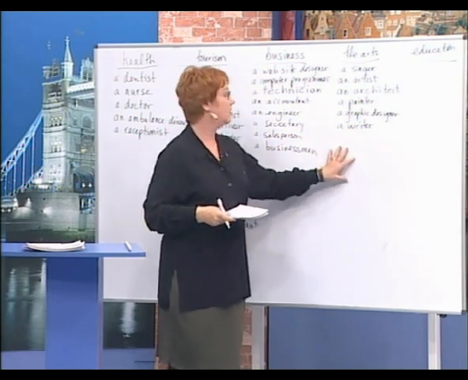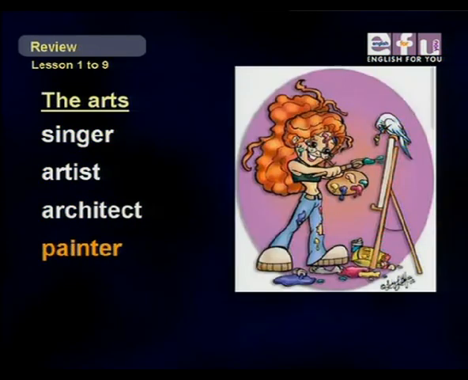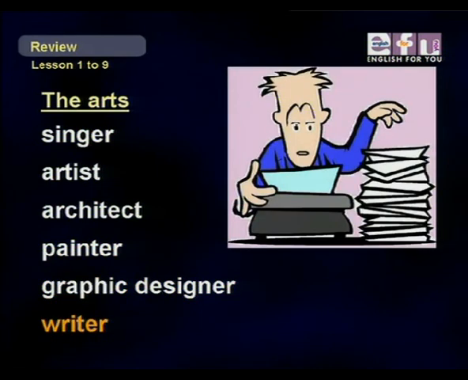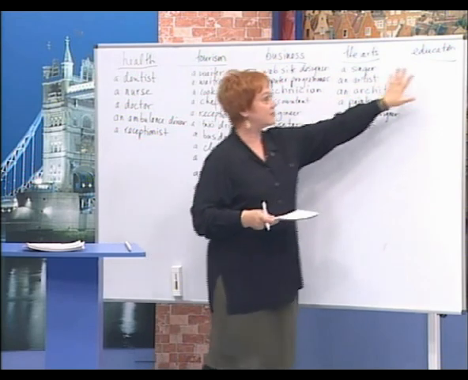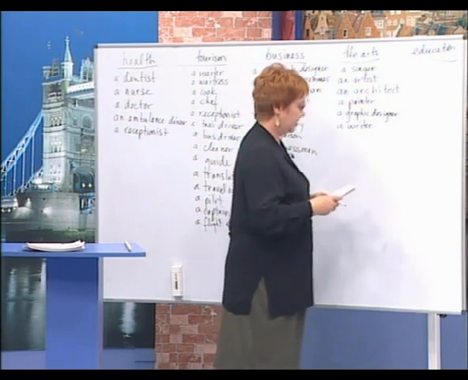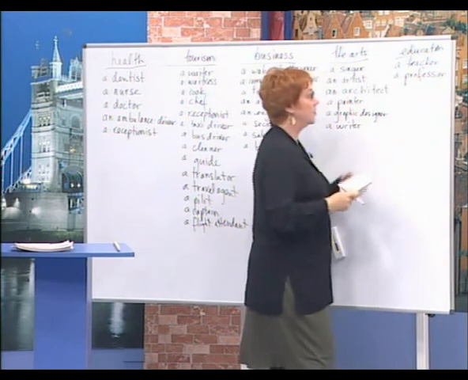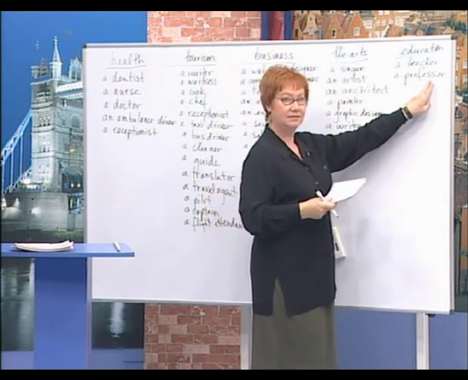Let's look at our list again. We have a singer, an artist, an architect, a painter, a graphic designer, and a writer. Now, our last group is education, and we just have a few things for that. So, let's start with Susan. A teacher, he or she works in a school. Yes, good. All right, Isabel? A professor, he or she works at a university. Yes, notice for spelling, one F, two S's. Okay, Ali. A student, he or she doesn't work, but goes to school.